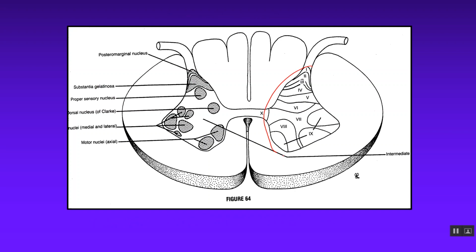So here is the Rexed lamina structure that we've talked about. Here's lamina 10, which is communication with the other side of the cord. This is where you can get communication between each side of the cord as far as cell bodies communicating in the gray matter here. We have crossing over of some pathways in the anterior white commissure just in front of lamina 10, but that's white matter. We're just talking gray matter right now.